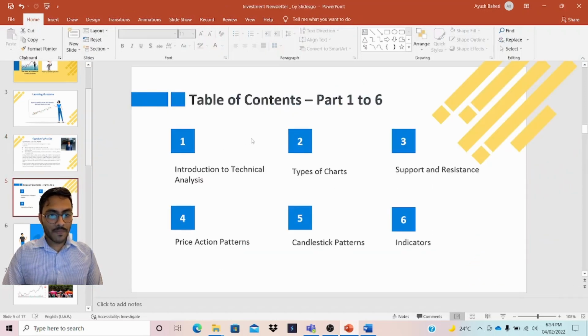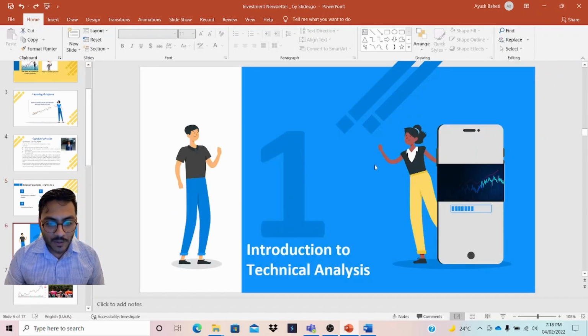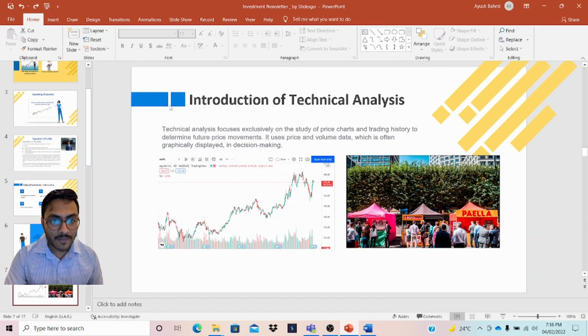Now in terms of table of content, I have divided this series into 6 parts. In each video I will cover one topic. So in this video we'll start with introduction to technical analysis, followed by types of chart, support and resistance, price action patterns, candlestick pattern, and then indicators. Okay, let's start with introduction to technical analysis.